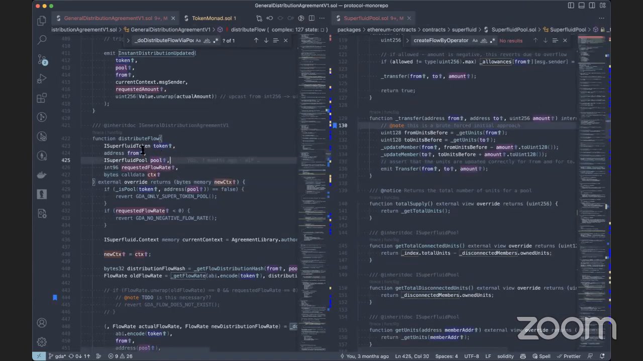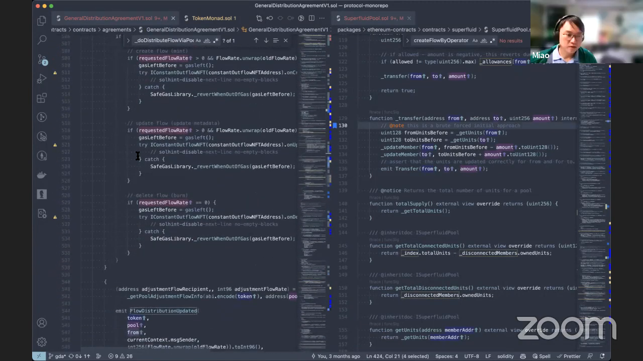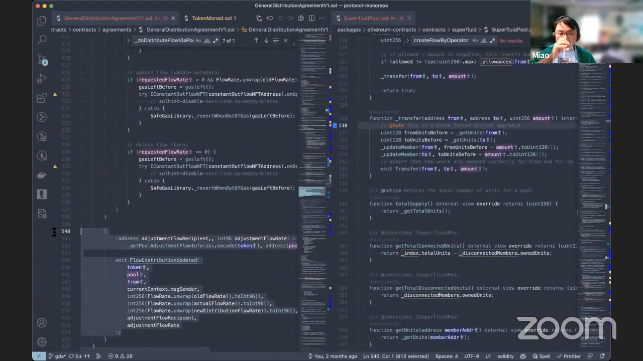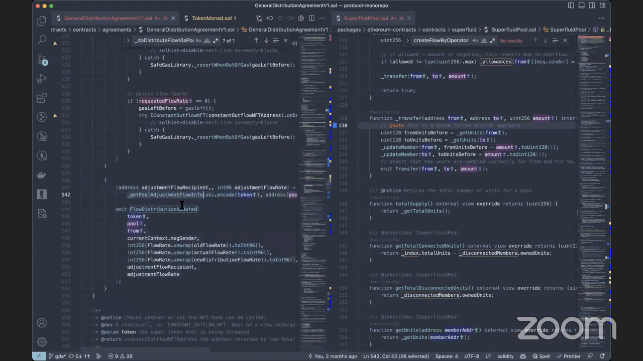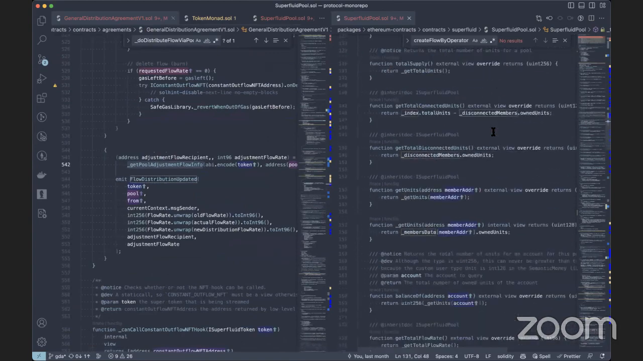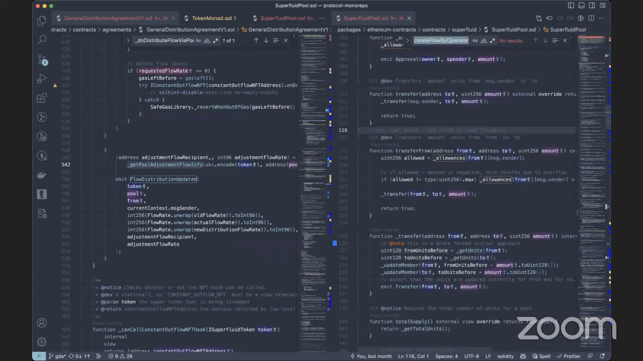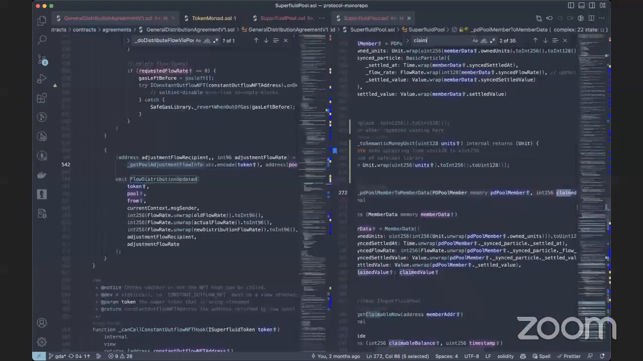Yeah, because this has to also handle deletion. And we just emit this event here. That's pretty much it for this. And I think I went over claim already. I don't remember.